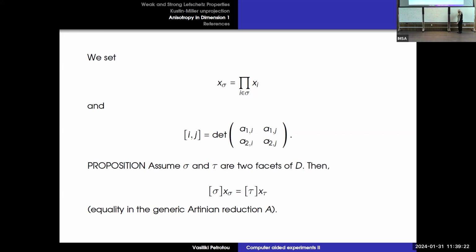And we denote by A the generic linear reduction, which is the quotient by these two linear forms. This is called the generic linear reduction.